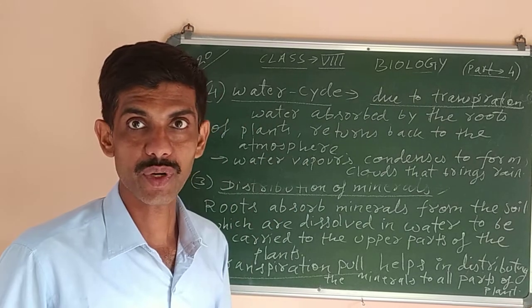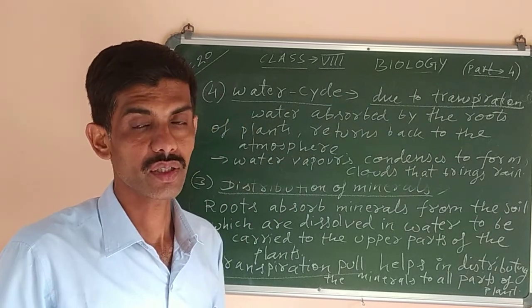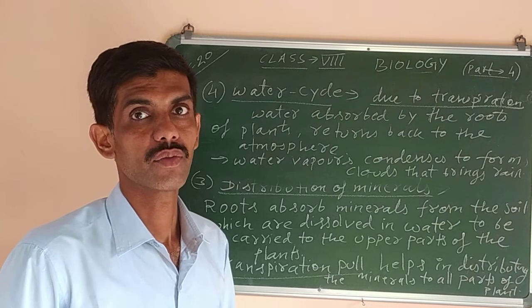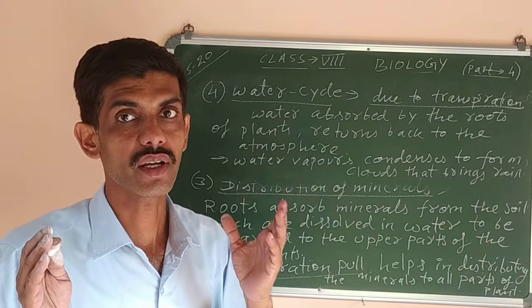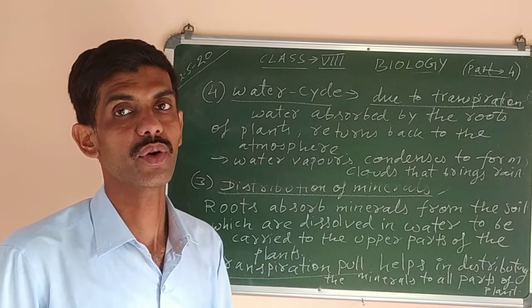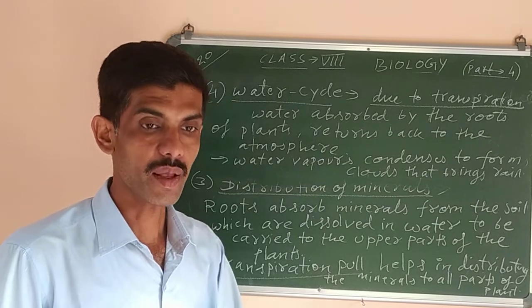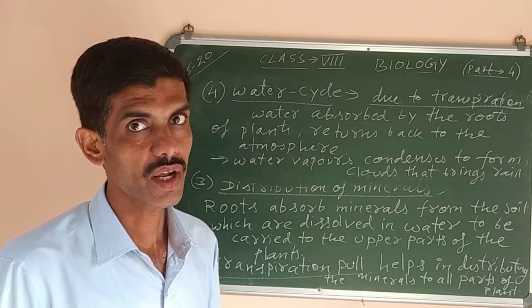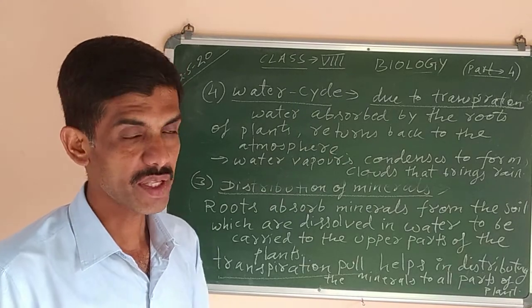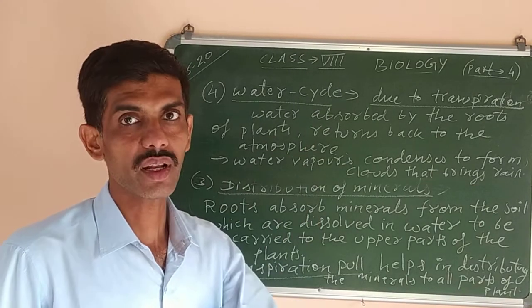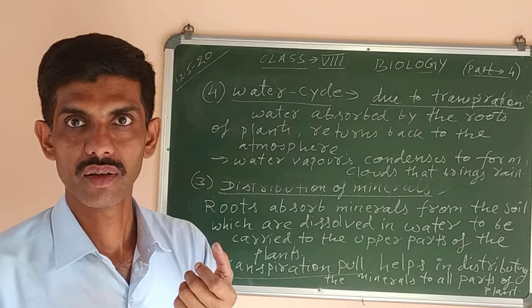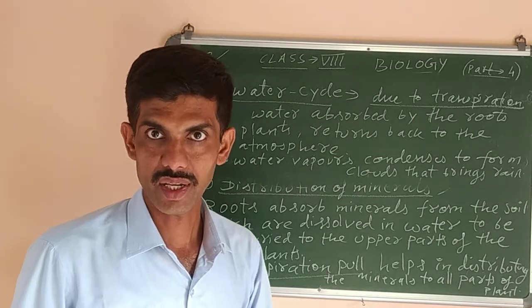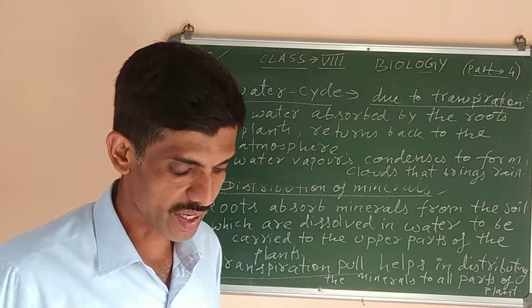Okay, what is transpiration pull? The continuous loss of water from the leaf surface creates a suction pull or suction force in the leaf cells that helps to draw more and more water from the soil through the roots. That is called transpiration pull. It means plants are losing water and they are pulling water from the soil instantaneously, both taking place simultaneously.